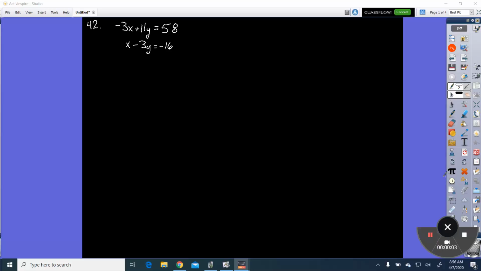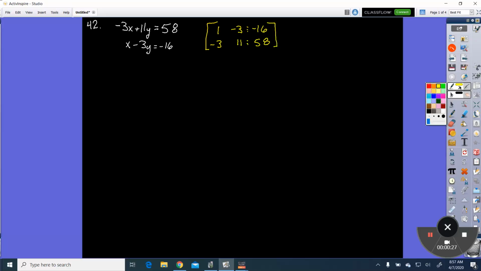All right, so this is just me going through a few more problems on this. This is a 2 by 2, so again, I can rewrite this as a matrix, and I'm just going to move this second row up to the top, so it's going to be 1, -3, -16, and then on the bottom it's going to be -3, 11, 58. So this is almost like a 2 by 2 elimination problem.